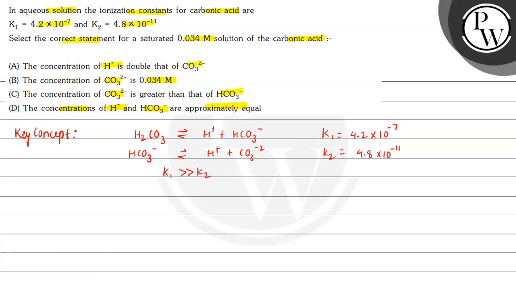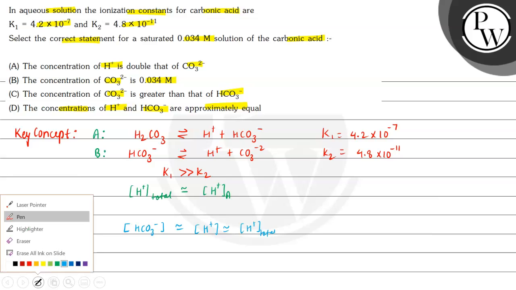So here the value of H plus that is important, or we can say the total, is approximately equal to the value of H plus in step A. We will mark this as step A and this one as step B. So here H plus A is the H plus ion concentration in the first step. At equilibrium of step A, we can say that the value of HCO3 minus is approximately equal to the value of H plus, which is equal to H plus total.